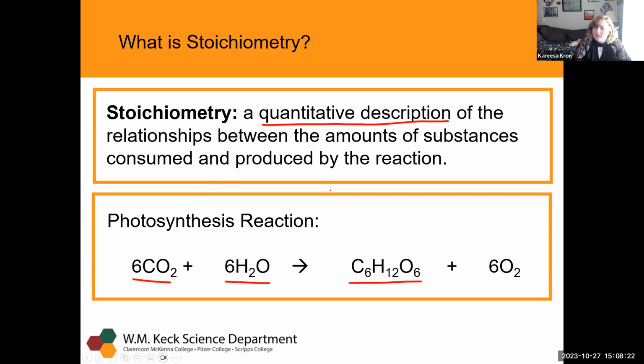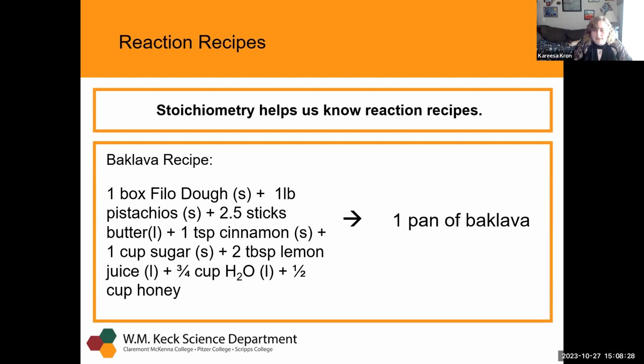And so some way that I like to think about this, and that a lot of people like to think about stoichiometry, is a reaction recipe. So it tells us, just like if we were trying to make baklava, that in order to make 1 pan of baklava, I know I need to put in a box of phyllo dough, a pound of pistachios, 2.5 sticks of butter, and so on. So I have all these ingredients that I need in specific amounts. And stoichiometry is us thinking about the specific amounts. So it's how much I need of something in order to produce something else.